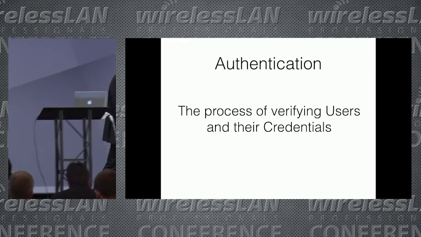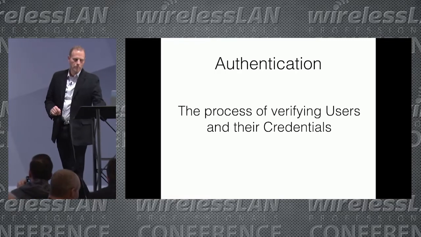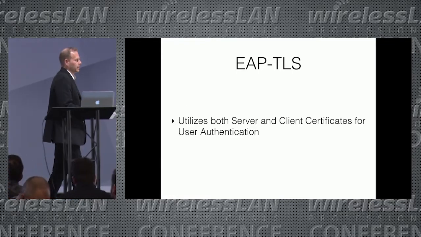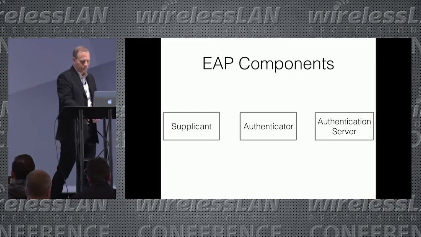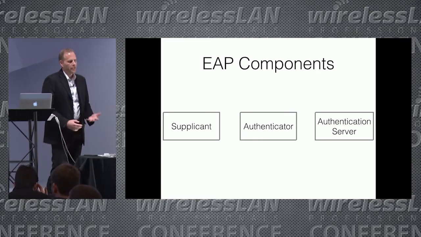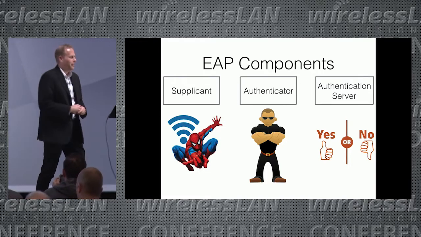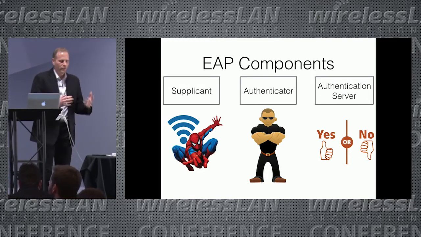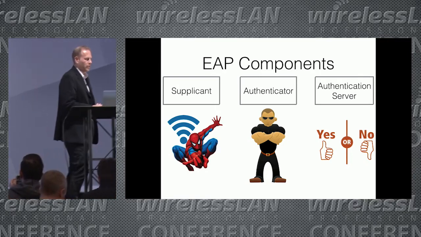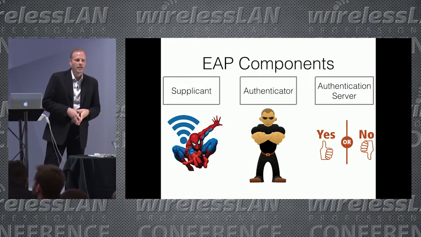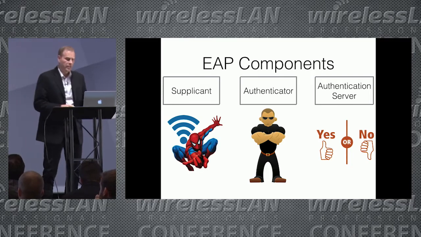Okay, so I'm going to breeze through some of this because you've already seen it 3 times. Authentication is the process of verifying users and their credentials. For this presentation, we're going to specifically talk about EAP TLS, and as was stated 3 times before me, it utilizes certificates on both the server and the client. You have 3 components: the supplicant, authenticator, and authentication server. Your supplicant is your friendly neighborhood Wi-Fi client that is going to be authenticating to the network. Your authenticator, I've heard different things, your bouncer or your secret agent or what have you. Basically, that is there to only pass the traffic for authentication. Once a successful authentication has occurred, then data can pass across the network. Then, of course, you have your authentication server, which is responsible for authenticating the user.